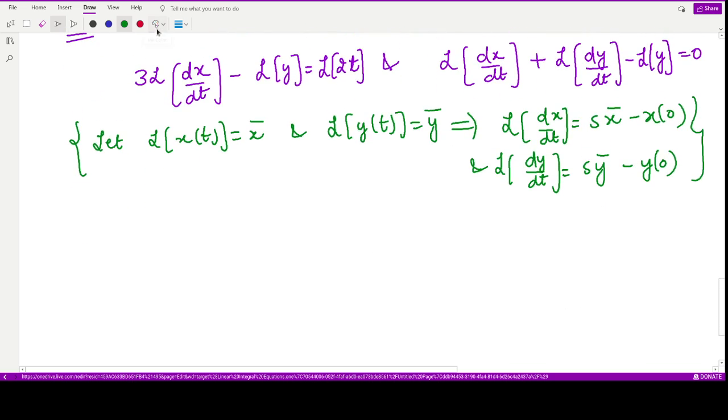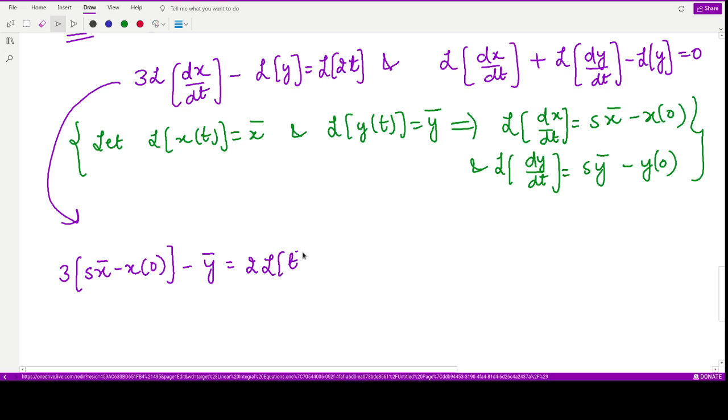Okay, so your equation now becomes 3 times s x bar minus x of 0, minus y bar, that is equal to 2 times the Laplace transform of t. And what is the Laplace transform of t? It is equal to 1 by s square. So it is 2 by s square. So this is the first equation.